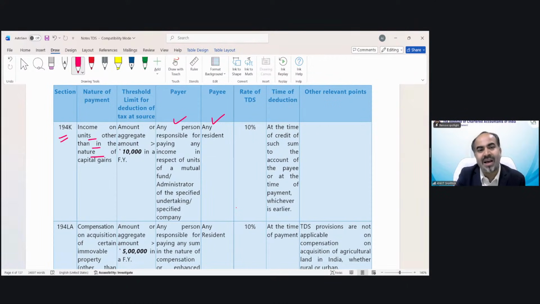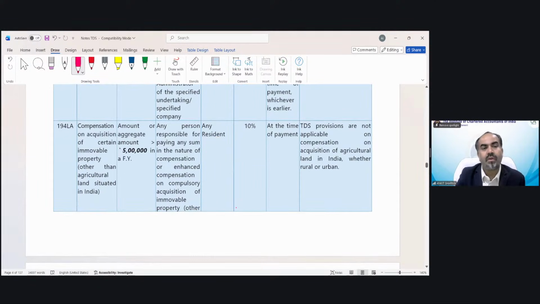You can see the amount limit also is like dividend, exceeding 10,000. Of course, the payer would be the company which is paying that income on units. For any resident, the TDS rate is 10%. Almost the same provision as dividend. Now again, this is different. That's why I am marking it.